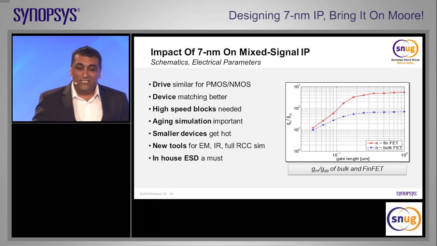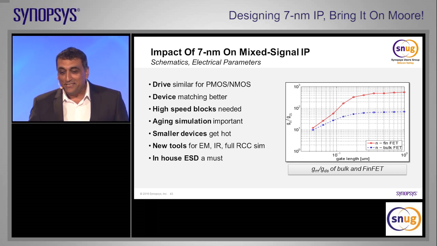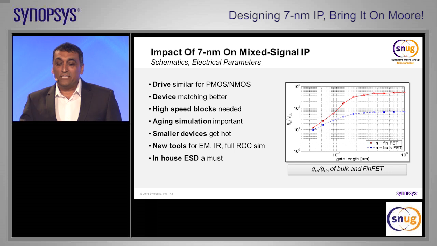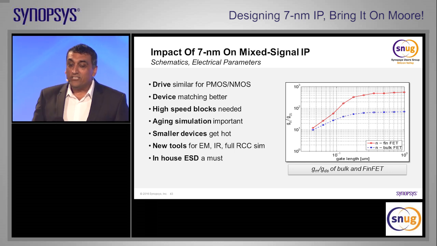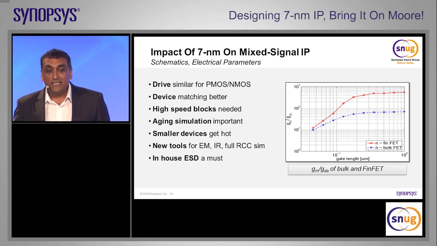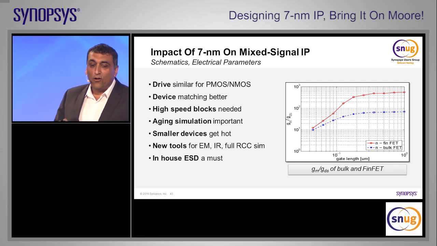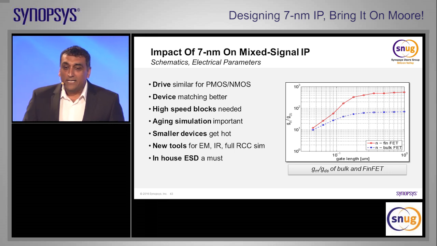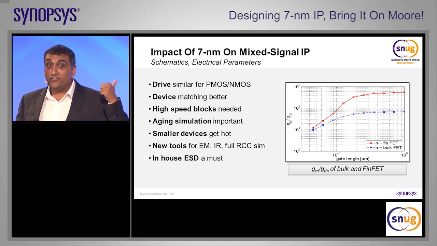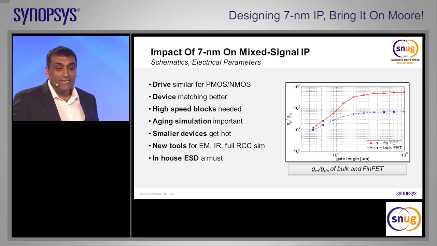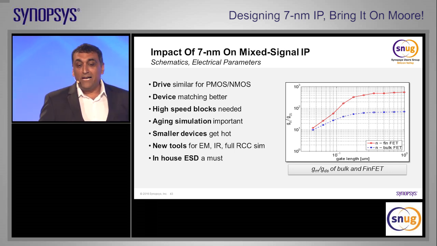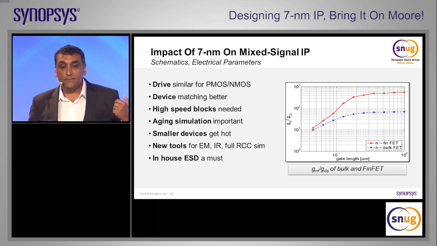I presented this slide 2 years ago. Nothing really has changed in terms of what we're seeing on the impact of 7 nanometers in terms of the schematics and the electrical parameters. So the point is that, for an analog mixed signal developer, the key parameters are GM, the transconductance, GD, the output conductance, FT, Fmax, matching and noise, okay?